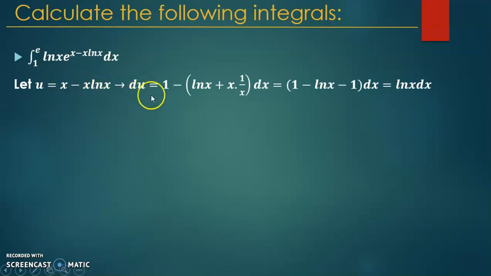So the derivative of x is 1. Now the derivative of x ln x, you can view it as u times v, then it will be u prime v plus u v prime. So you get this, and then simplify, you'll get 1 minus ln x minus 1, which is minus ln x, which is found in the integral. So this would be e power u, and ln x dx would just be du. So it works.